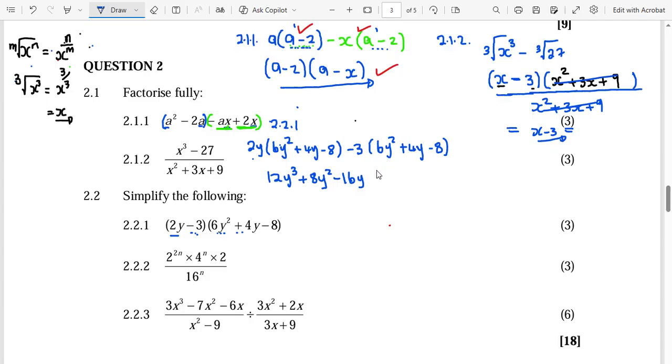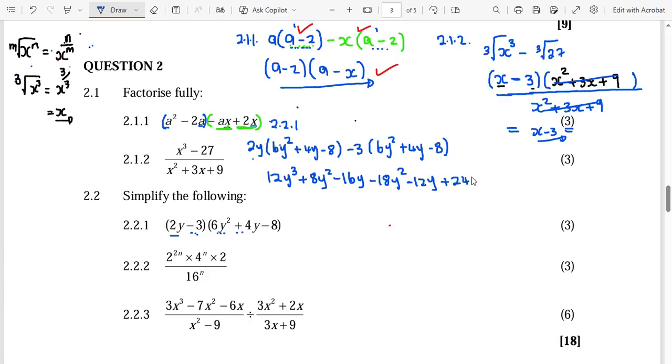So this is minus 3 times 6y squared gives us minus 18y squared. Then minus 3 times positive 4y gives us minus 12y. Then minus 3 times minus 8. So that gives us, I think that's 24, right? So it's positive 24.